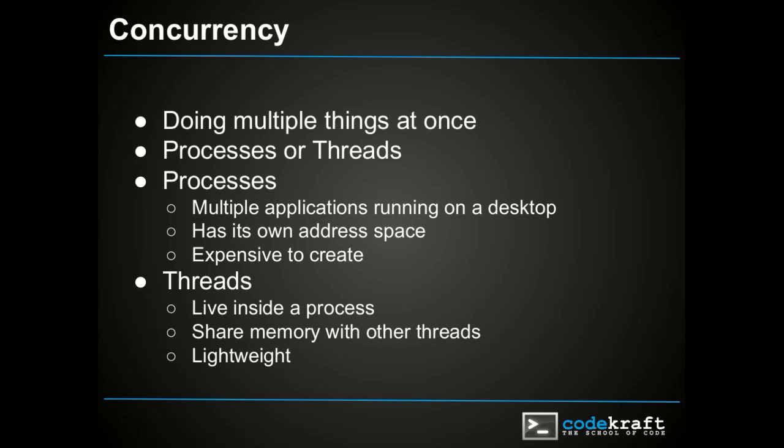The other way to achieve concurrency is through threads, and threads live inside a process. Threads will share memory with other threads. A process is allocated a memory, and there might be 10 threads inside that process. Each thread will have access to the entire memory that has been allocated to the process. The good thing about threads is that they are lightweight, so you can quickly create them and get your work done, and then they die.